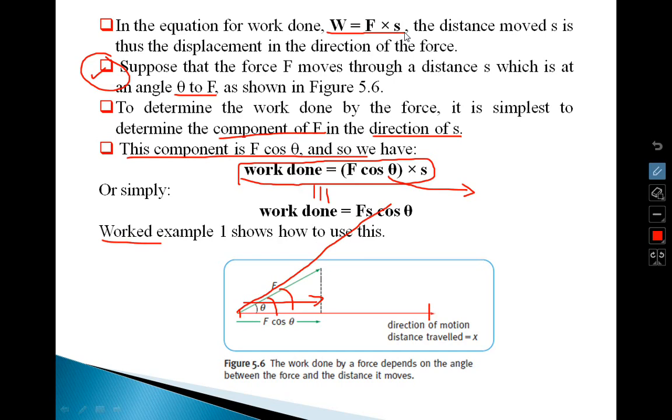So now, for work done, we have two situations. The normal one, where the force F is in the same direction as the motion, or the direction of travel of the object, and W is equal to F times S. And the second one, where the force is at angle theta with the direction. So here the work done is equal to F cosine theta times S.